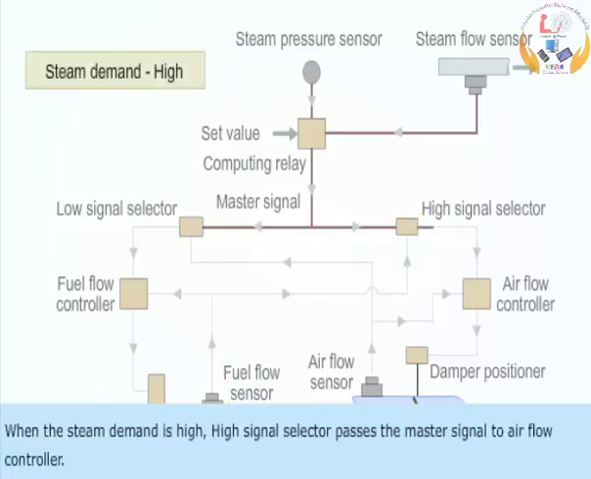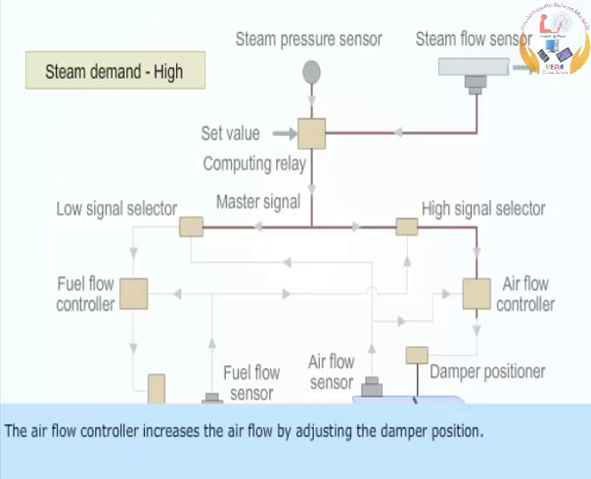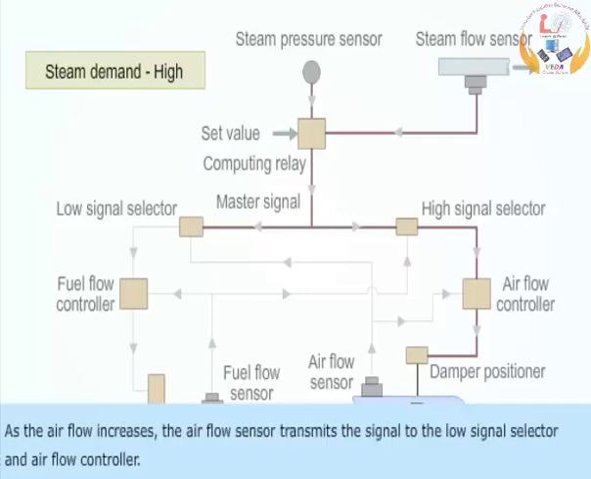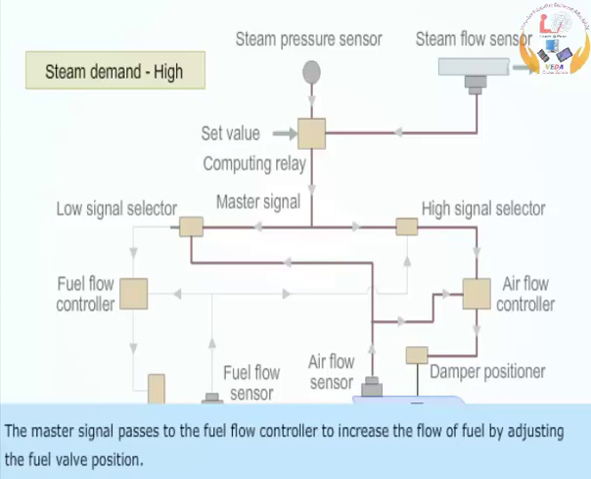When the steam demand is high, high signal selector passes the master signal to the airflow controller. The airflow controller increases the airflow by adjusting the damper position. As the airflow increases, the airflow sensor transmits the signal to the low signal selector and airflow controller. The master signal passes to the fuel flow controller to increase the flow of fuel by adjusting the fuel valve position.